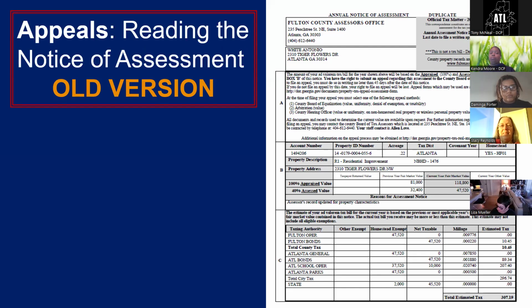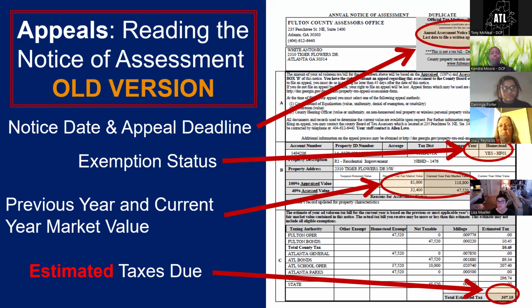Okay. So when I start talking about appeals, one of the first things I usually talk about is reading the notice of assessment. But one of the things the law that passed last year did is it changed what the notice of assessment is going to look like. So this is the old version, and it's got all the different things that you need to look for.